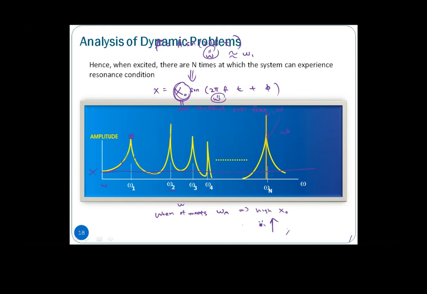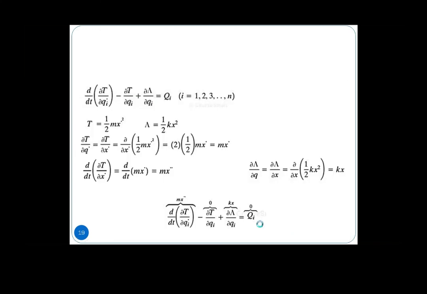Because the amplitude is different over frequencies, then the stress, of course, will be different. The induced stress will be different. The life, of course, will be different. All right, so to determine the natural frequency and mode shape, we need the K matrix and the M matrix. So how to determine the mass matrix?